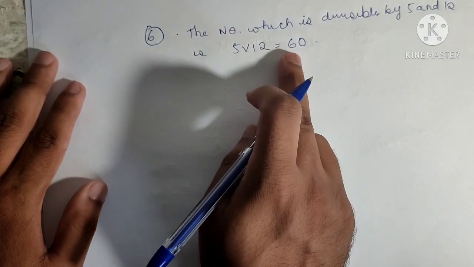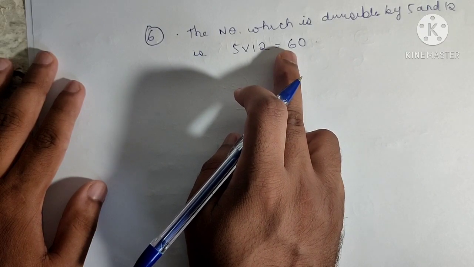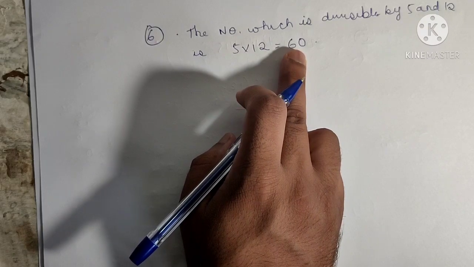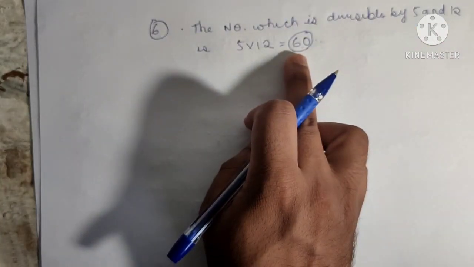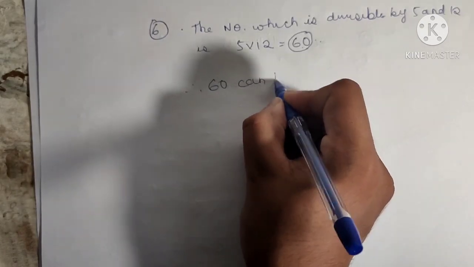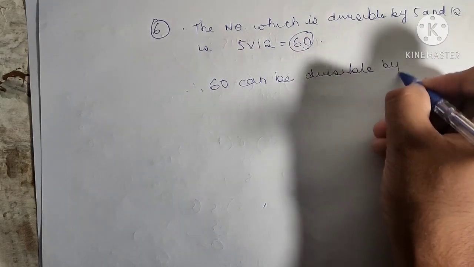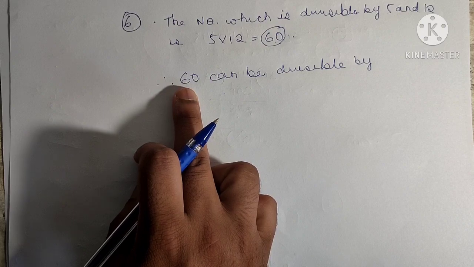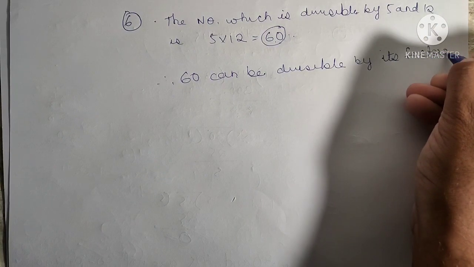So you have to see here what other number, the question is asking, will this number be divisible by? So we get our number 60. Now we have to check this 60 will be divisible by which other number. So you can write, therefore 60 can be divisible by, so how will you know that 60 is divisible by which numbers? By factors, isn't it? Whatever factors we get, that means it is divisible.